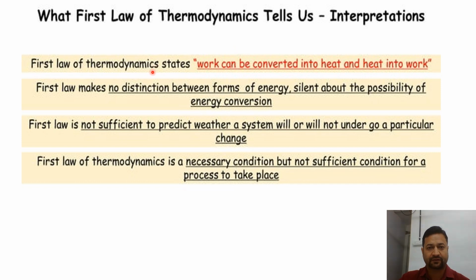Now moving forward, these were the points that we discussed in the first law. What are the interpretations from the first law? It says work can be converted into heat, or heat can be converted into work. The first law makes no distinction between the forms of energy, means it will not differentiate between kinetic energy, work or heat. It simply converts one form of energy into another form of energy. It is not sufficient to predict whether a change will or will not undergo a particular change. Again it is regarding feasibility, whether it will take place or not, which the first law will not tell. The first law is a necessary condition but not a sufficient condition for a process to take place. Although it is necessary that this law be followed, it is not a sufficient condition. And what is the sufficient condition for a process to take place? It will be your second law.